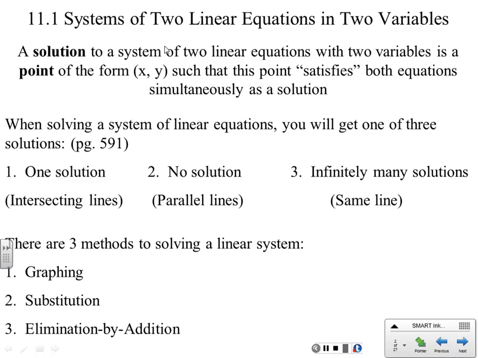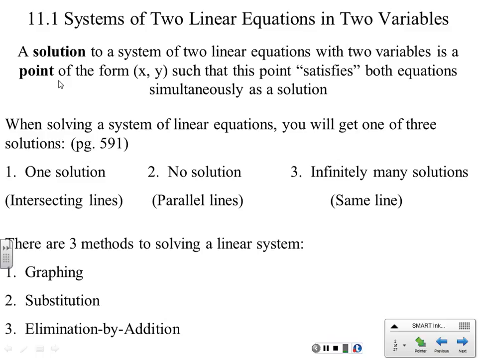A solution to a system of 2 linear equations with 2 variables is a point. So then that's your goal. When you solve a system, you're looking for an ordered pair. That ordered pair is one you'll be able to substitute into both equations and make them true. Okay? So your goal is to come up with an ordered pair.